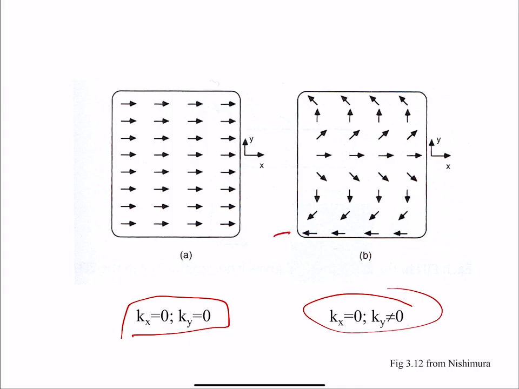So in this case, let's say the distance between these two spins was 4. What would ky equal? Roughly.